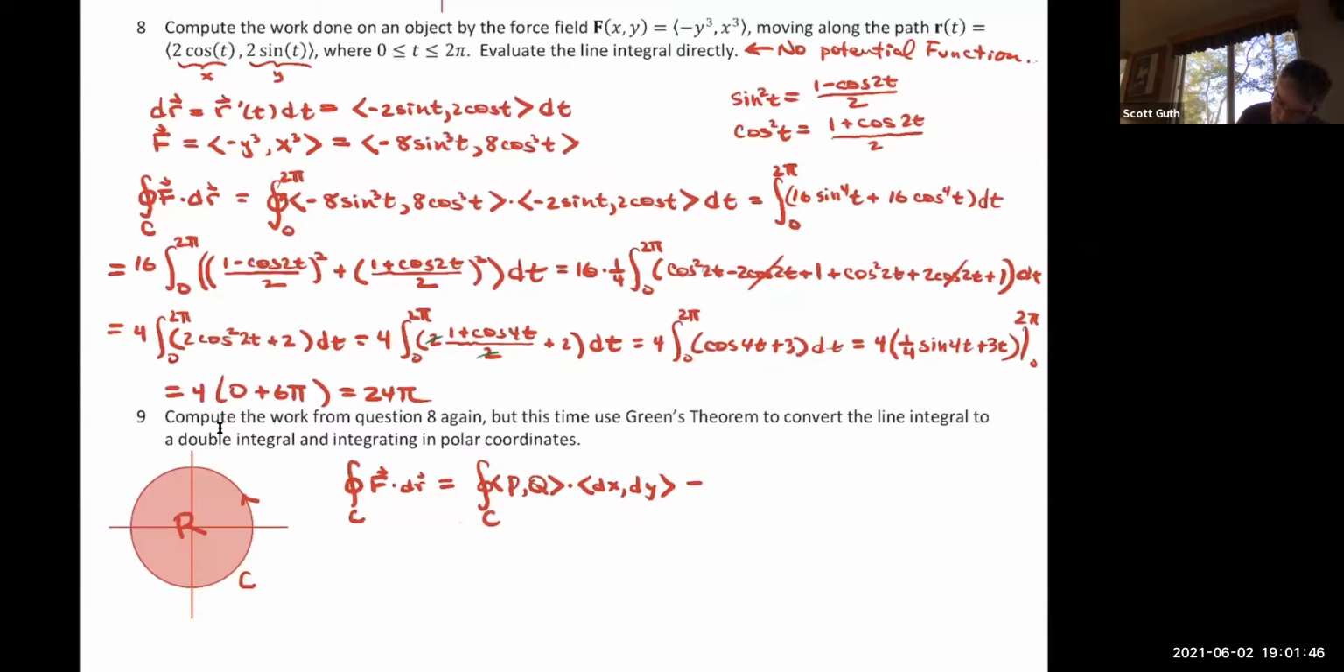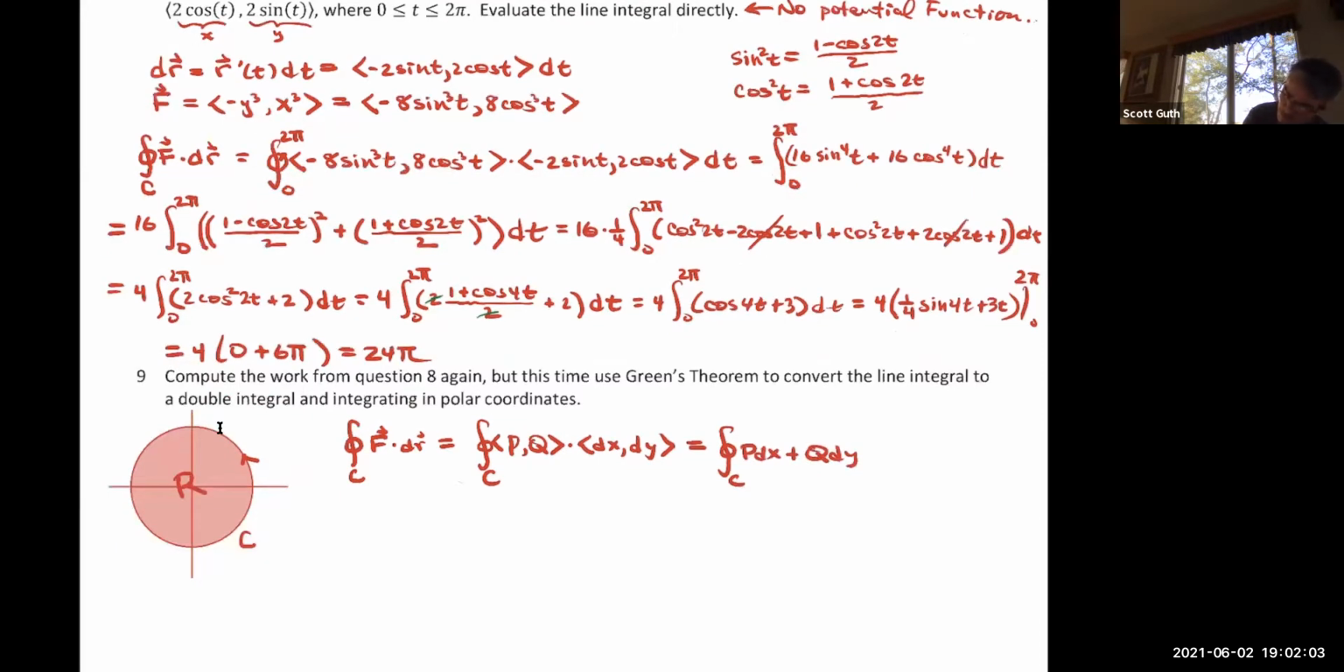So you can rewrite this with a dot product, like this. So it's P dx plus Q dy. These are all going to give the same result. They're all the same thing, just different ways of writing it.